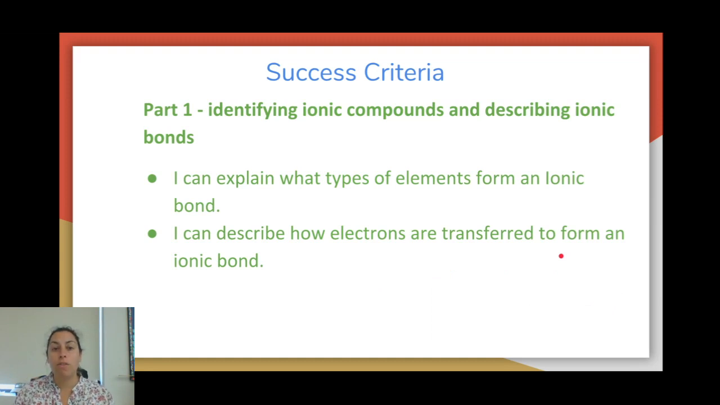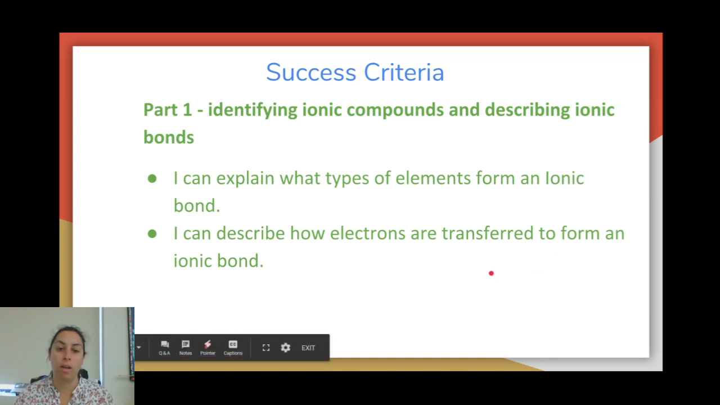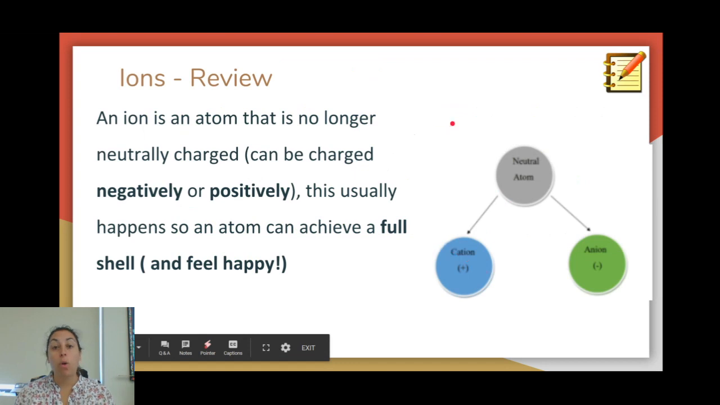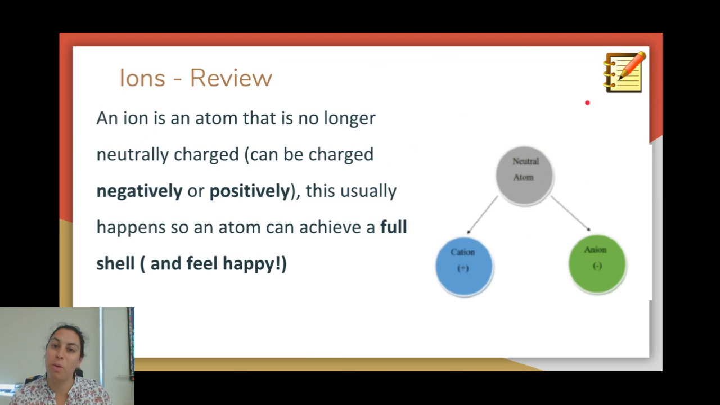Our success criteria for part 1, identifying ionic compounds and describing ionic bonds, is that you should be able to, by the end of this video, explain what types of elements form an ionic bond and describe how electrons are transferred to form an ionic bond. So a quick review. You will need to write this down because if you're watching this video, it means you didn't have a high enough score on your quiz.